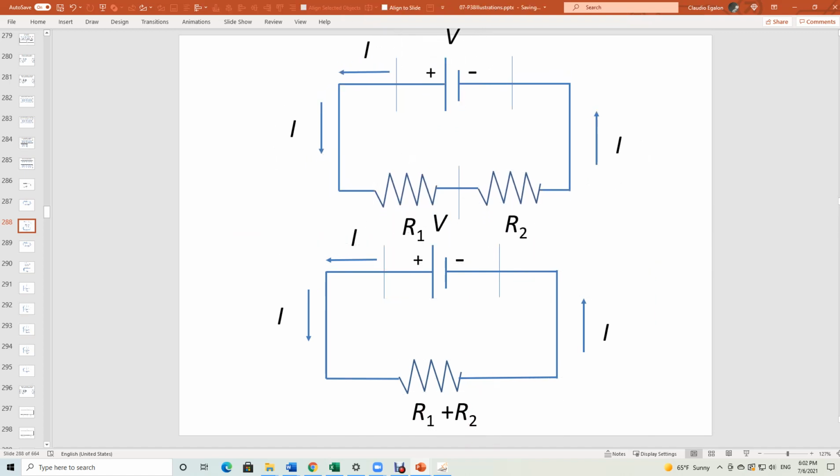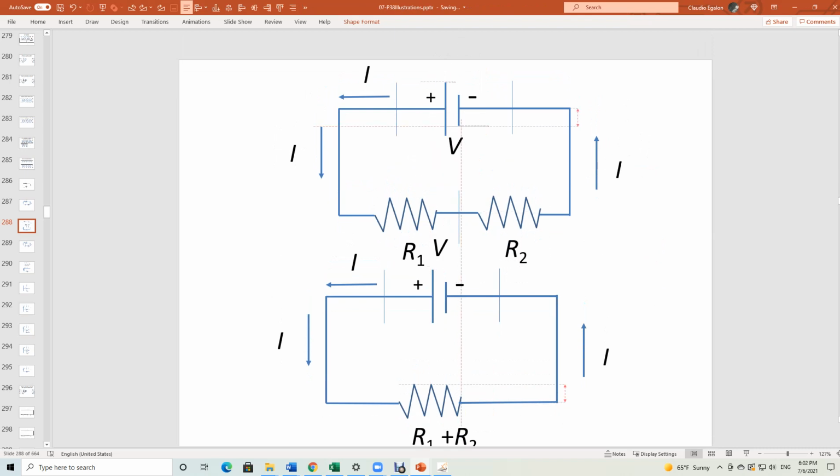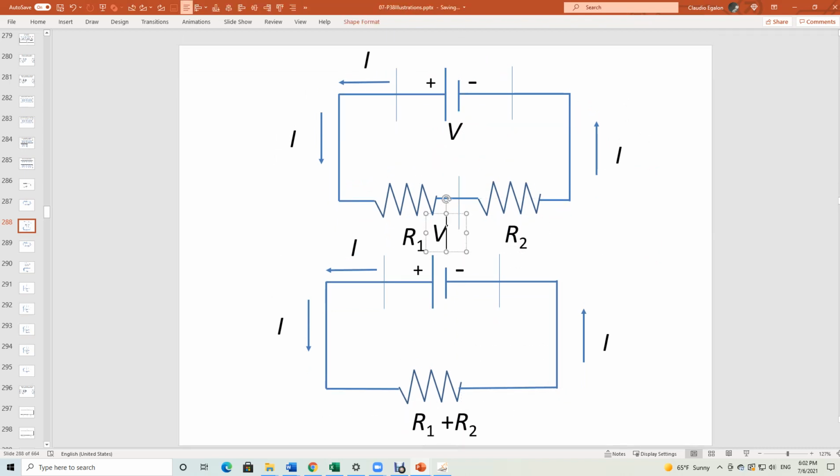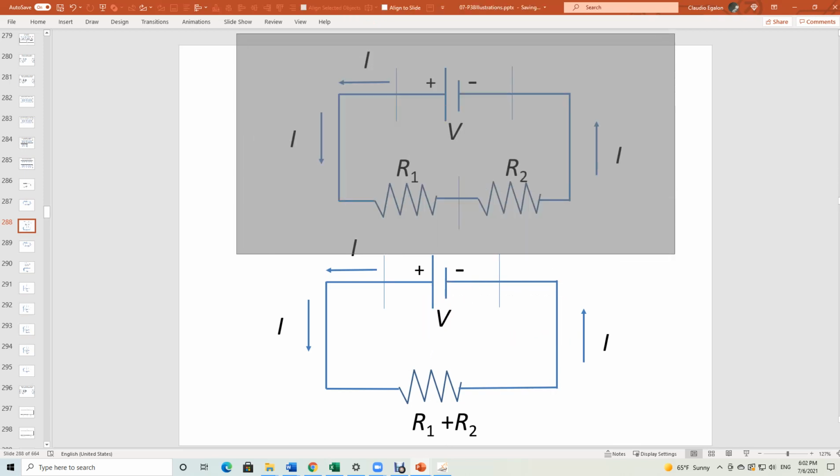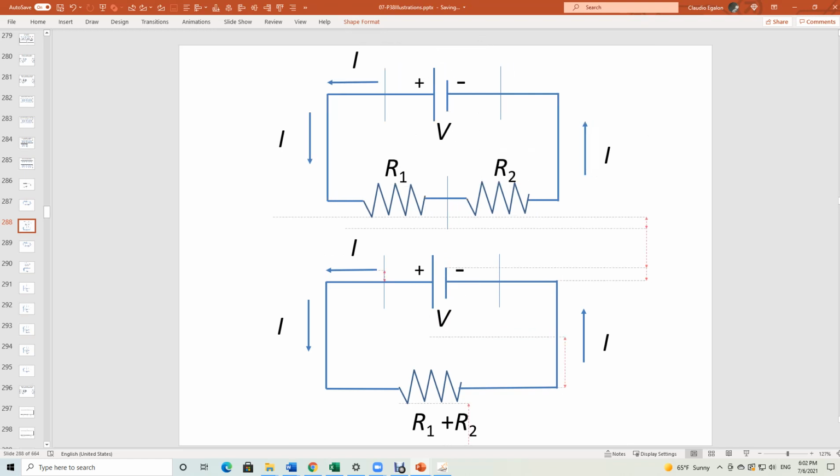I'm going to put my V right in here. I'm going to put this V here. I'm going to put this R1. R1 here, R2 here. Okay? So this circuit behaves like this circuit right in here with a single resistance having an equivalent resistance that's equal to the sum, R1 plus R2.